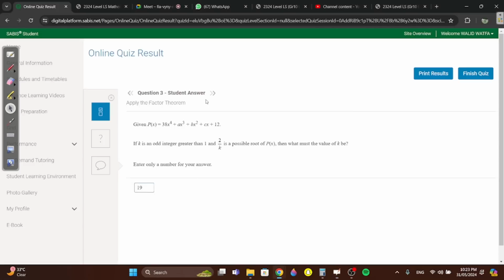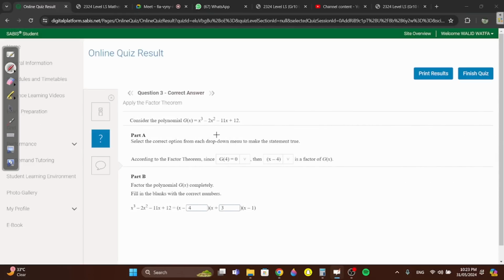Question 3. Okay, consider the polynomial g of x equals x cubed minus 2x squared minus 11x plus 12. According to the factor theorem, since g of 4 equals 0, then x minus 4 is a factor of g of x. Okay, from the options, the way I solved it, I just tested them all out.